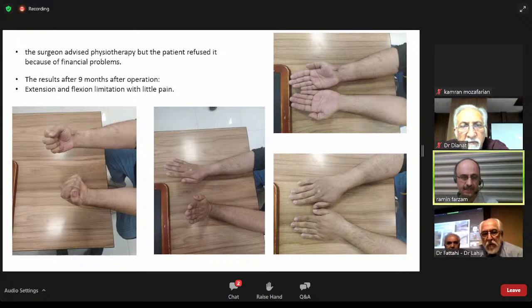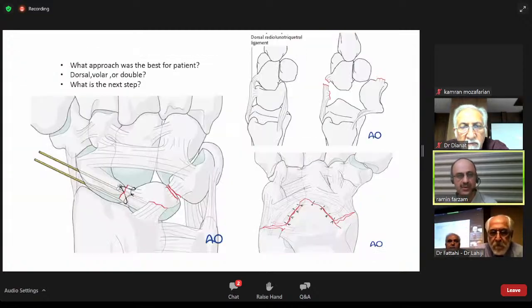As you can see, the right wrist has limitation of flexion and limitation of extension, but supination and pronation are good. The patient also suffers from little pain during work. Now, the question is: what approach was the best for the patient? Dorsal, volar, or double? And what is the next step?